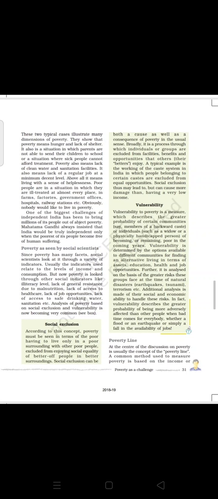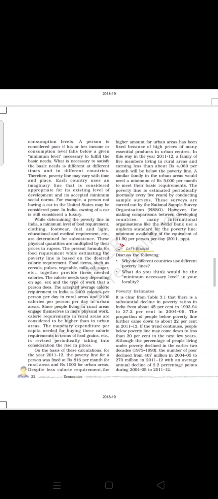Poverty line. At the center of the discussion of poverty is usually the concept of the poverty line. A common method used to measure poverty is based on the income or consumption level. A person is considered poor if his or her income or consumption level falls below a given minimum level necessary to fulfill the basic needs. What is necessary to satisfy the basic needs is different at different times and in different countries. Therefore, the poverty line may vary with time and place.